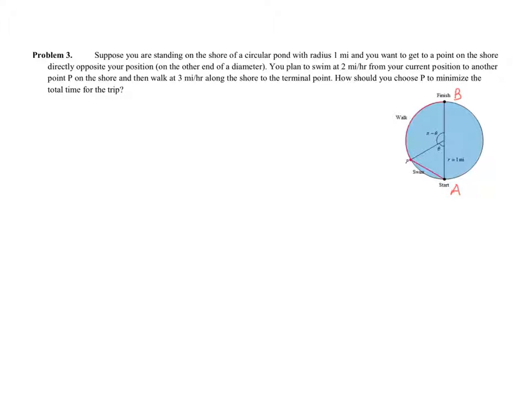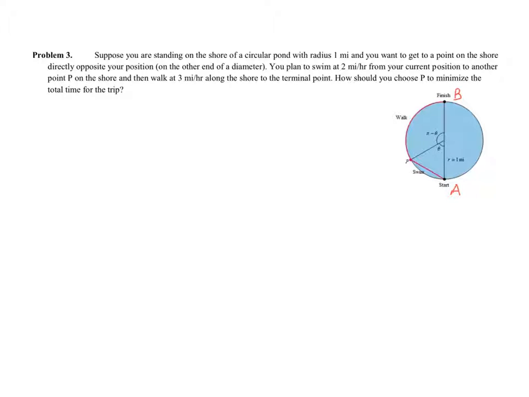So the plan is to travel from A, you swim across from A to P, and then you walk from P to B. Of course, when you swim, you swim at 2 miles per hour, and when you walk, at 3 miles per hour. So the problem is to choose a point P so that the total travel time is the smallest. So we want to minimize the total time for the trip.